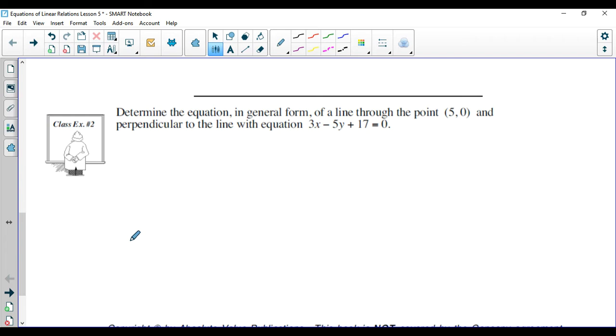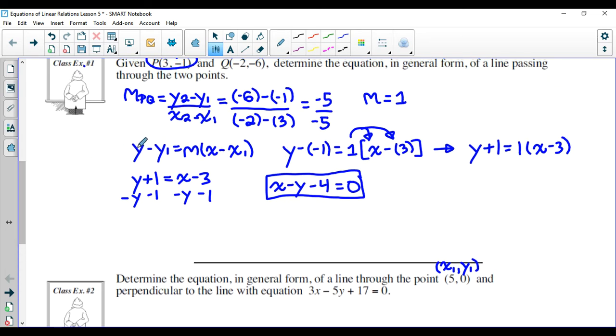Okay, so determine the equation in general form of a line that passes through the point 5, 0 and is perpendicular to a line that has an equation of 3x minus 5y plus 17 equals 0. Okay, so what it's doing here is it's giving us a point on the line. So that's going to be x1, y1. And we want to get an equation in the general form.